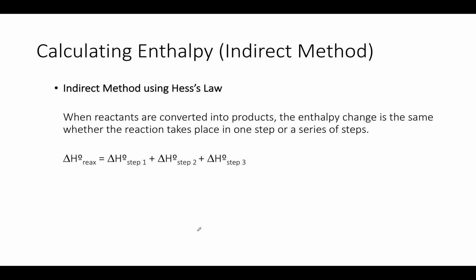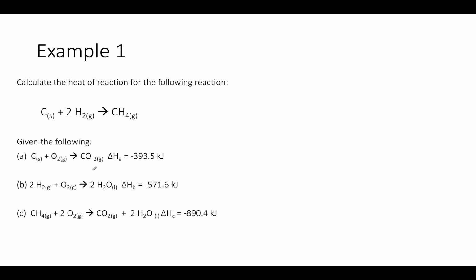That was direct methods of calculating enthalpy. This is an indirect method, and that's known as Hess's law. It says that when reactants are converted into products, the enthalpy change is the same whether the reaction takes place in one step or a series of steps. So the sum of the steps should equal the reaction, and let me show you what I mean by that.